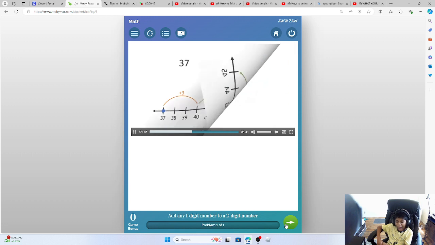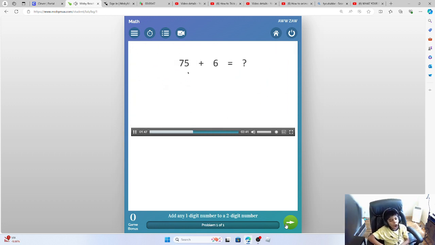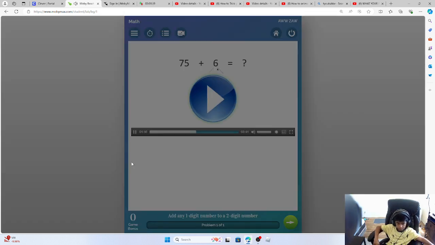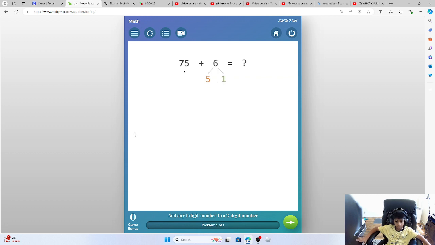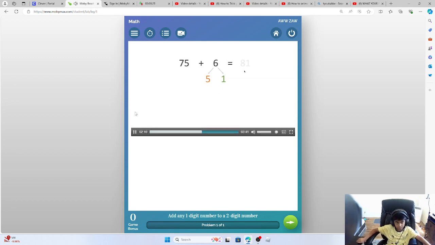Let's try another one. This time we have 75 plus 6. In the first problem, we broke apart the one-digit number to make it easier to add. Let's try that here too. I know that 75 plus 5 is 80. If I've already added 5, that means I just have 1 more left to add because 5 and 1 makes 6. 75 plus 5 is 80, and 80 plus 1 is 81.